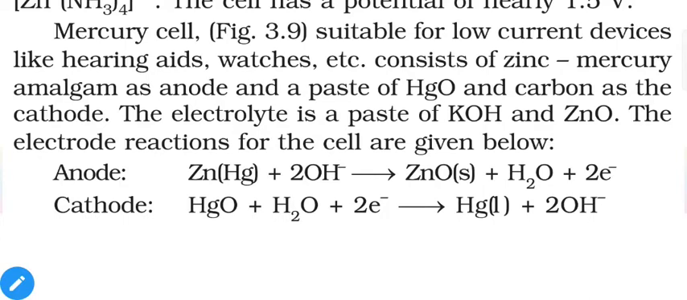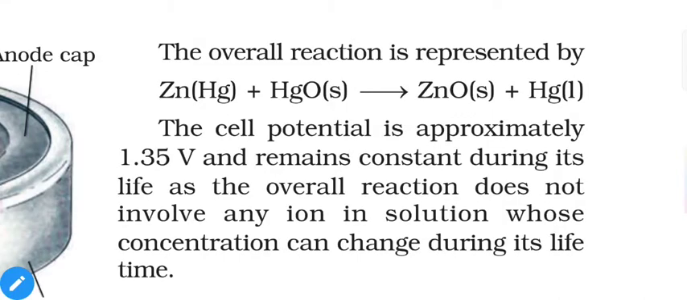At the anode, zinc mercury amalgam with 2OH- gives ZnO and H2O and releases 2 electrons. At the cathode, HgO, H2O and 2 electrons generate mercury metal in liquid state and 2OH- ions. The overall reaction is zinc mercury amalgam plus HgO giving zinc oxide and mercury metal. Because it is liquid, Hg is written with the (l) symbol.